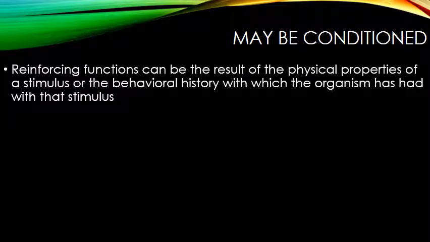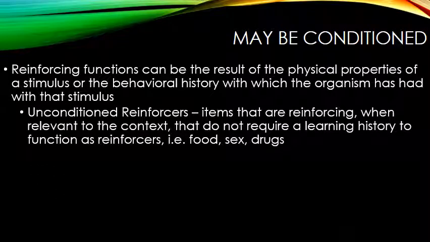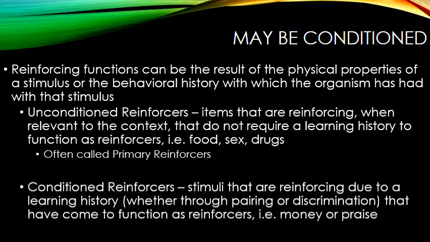We've talked a little bit before about conditioned versus unconditioned reinforcers. So reinforcing functions can be the result of the physical properties of the stimulus or the behavioral history the organism has had with that stimulus. What that means is we basically have two types: unconditioned reinforcers, which are items that are reinforcing relevant to the context that do not require a learning history to function as reinforcers. These are things that all humans like pretty much from birth. So things like food, sex, drugs, etc., all don't require a learning history in order to have reinforcing consequences. These are also called primary reinforcers.